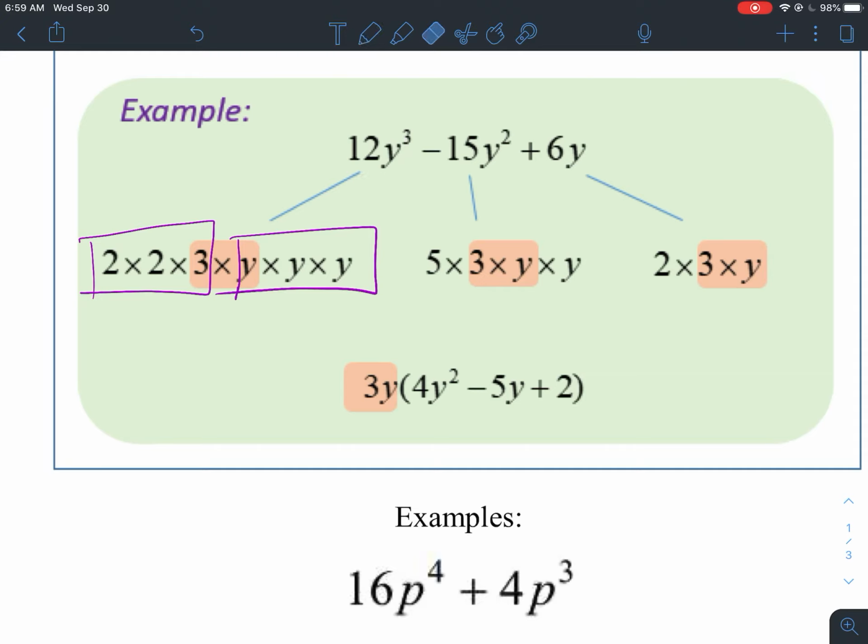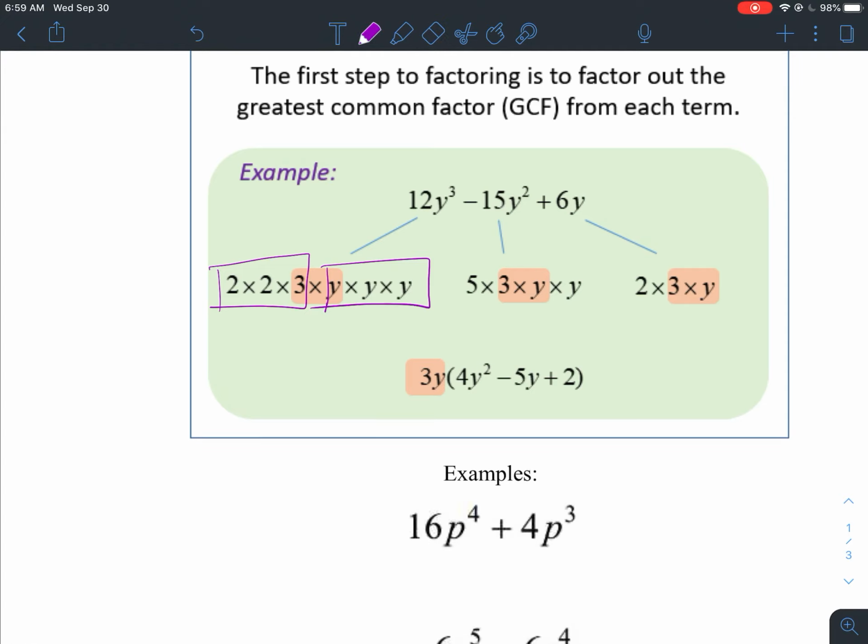So y to the third is equal to y times y times y, and 12 can be broken down into 2 times 2 times 3. Now, how did they do this? Well, they took 12 and said 12 is equal to 3 and 4, and 4 is equal to 2 and 2. When you're picking the prime factors, you only pick the ones at the end of the line. So you would pick 3, 2, and 2. You would not pick 4 because you broke that one down further. So that's how they got that 12 is equal to 3, 2, and 2.